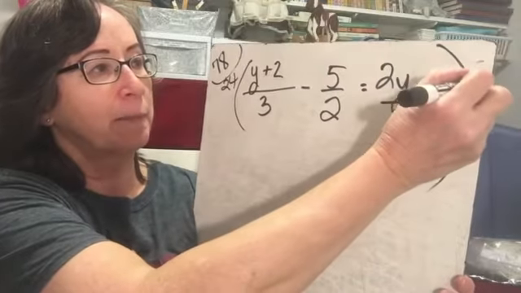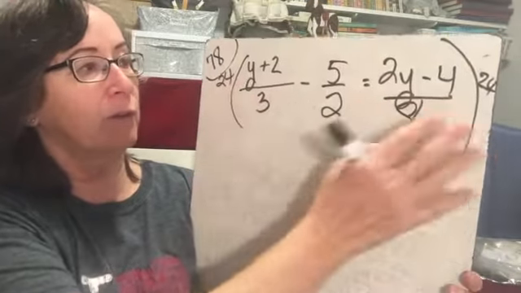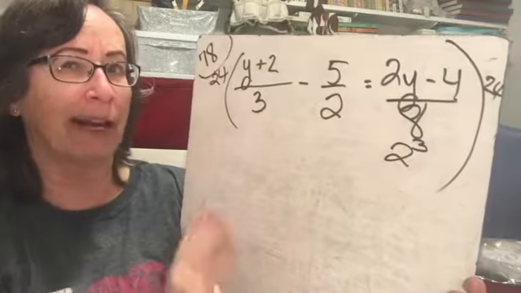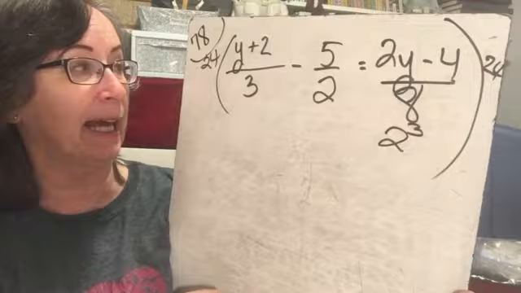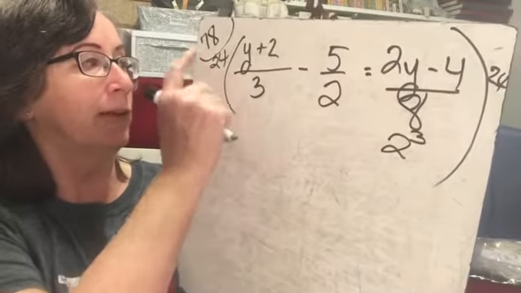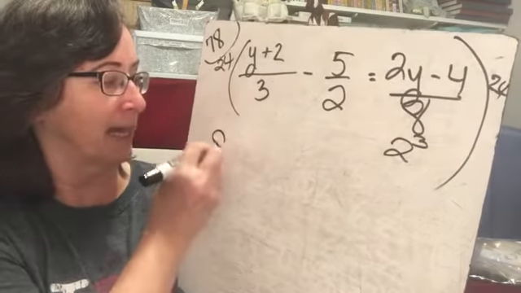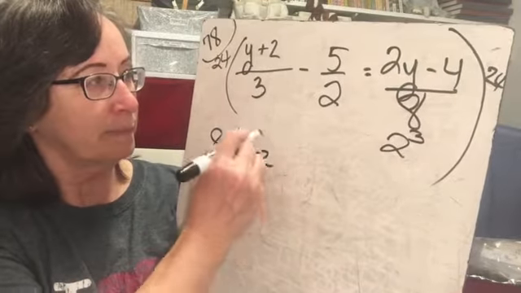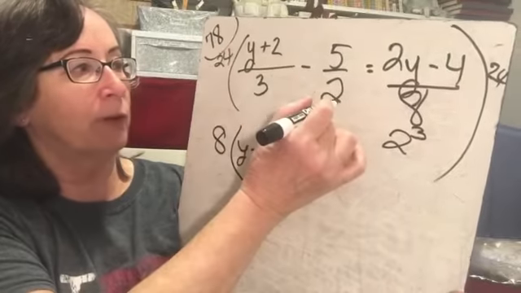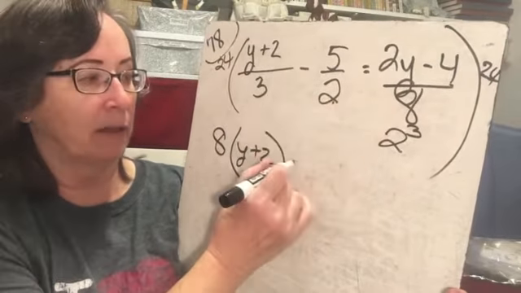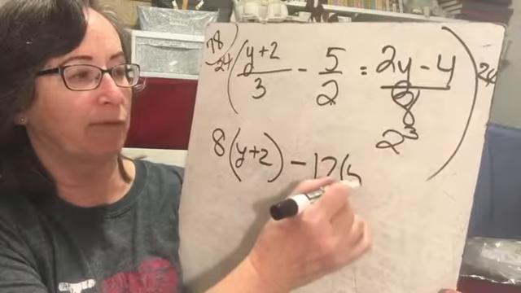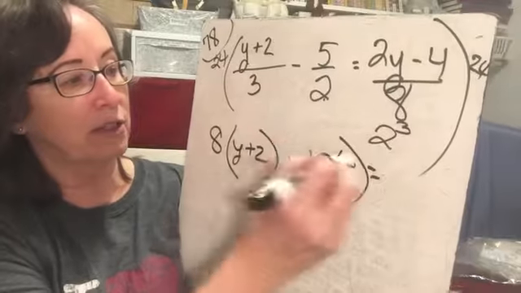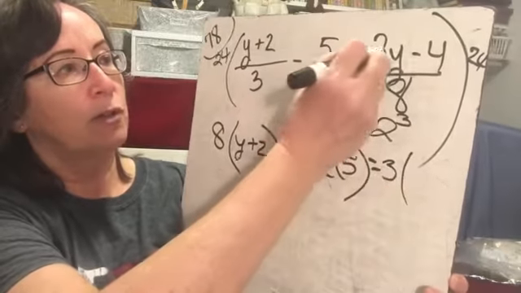We're going to multiply by 24 on the left and the right-hand side of the equation. 24 divided by 3. Now I'm going to write out all the work on this one just in case you're still having any trouble. 24 divided by 3 is 8. So we're going to take 8 and multiply by the y plus 2. 24 divided by 2 is 12. So we're going to have 12 times 5. And lastly, 24 divided by 8 is 3 times 2y minus 4.